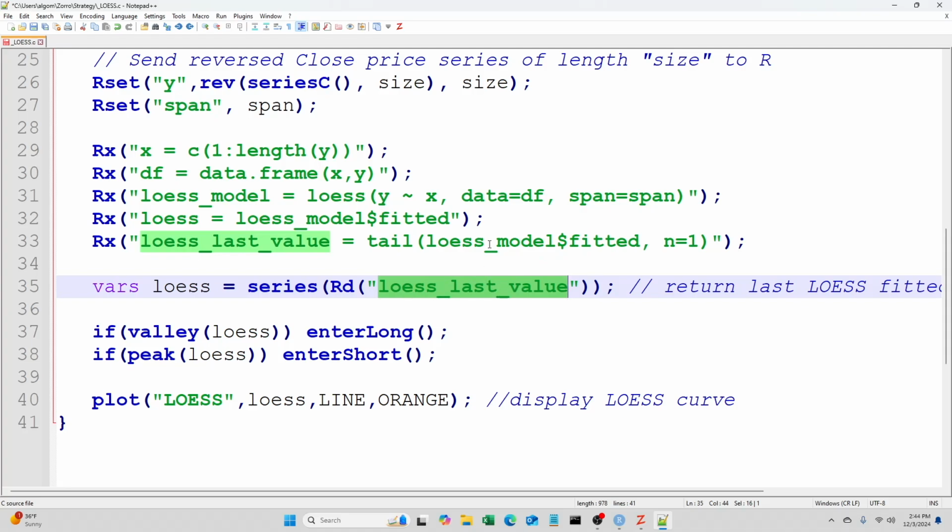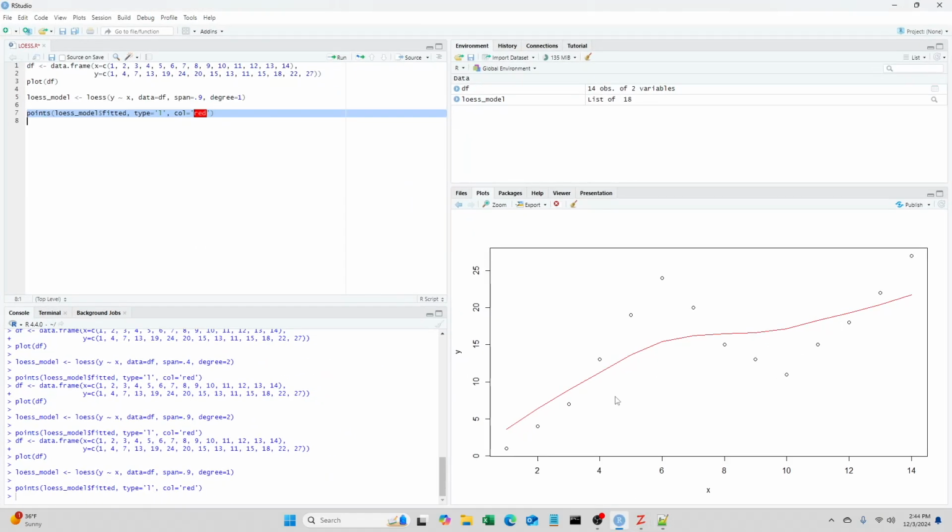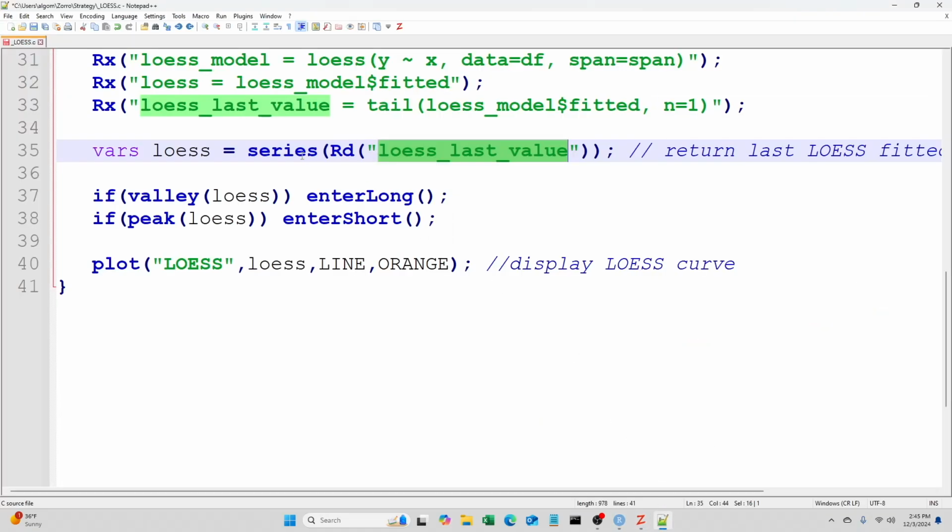So basically, every single time this run function is run, meaning at each bar, right, I am sending to R from Zorro Trader 470 values, closing prices from the past, and I'm getting back one value, which is the closing of today, if you will, right? That's pretty much it. And I will not see this for the look back period for the first 470 values, because I need those to calculate this one value here. But then at every single daily bar, I will get a new value that goes into this LOESS series array.